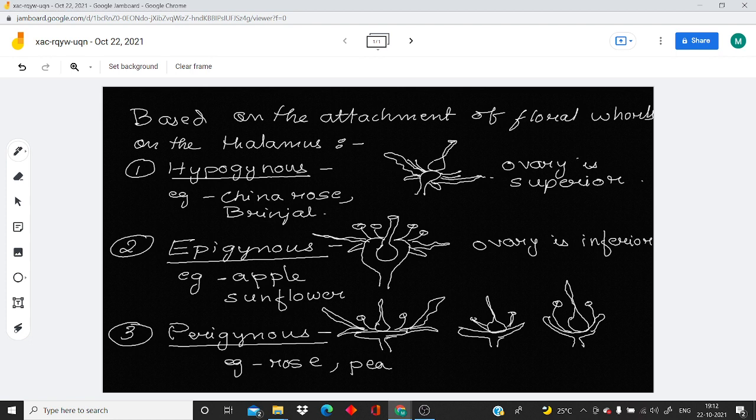So all of you write it and please learn it properly. We need it for the practicals. We are doing this chapter for the practicals, okay?